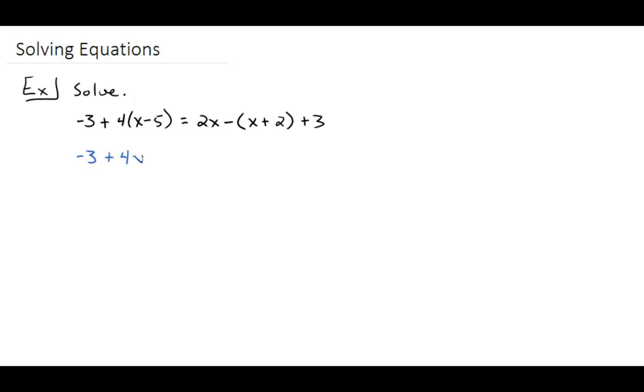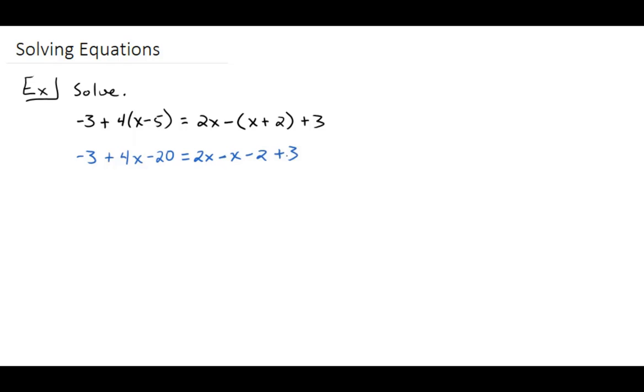That would give me a 4x minus 20. And I also brought down the -3. Didn't change, I just brought it down. And then on the right side here, I treat that minus that's outside the parentheses like it's a -1, and I just distribute the negative in the parentheses. Switches the signs of everything that's in the parentheses. And then that's what I get there.